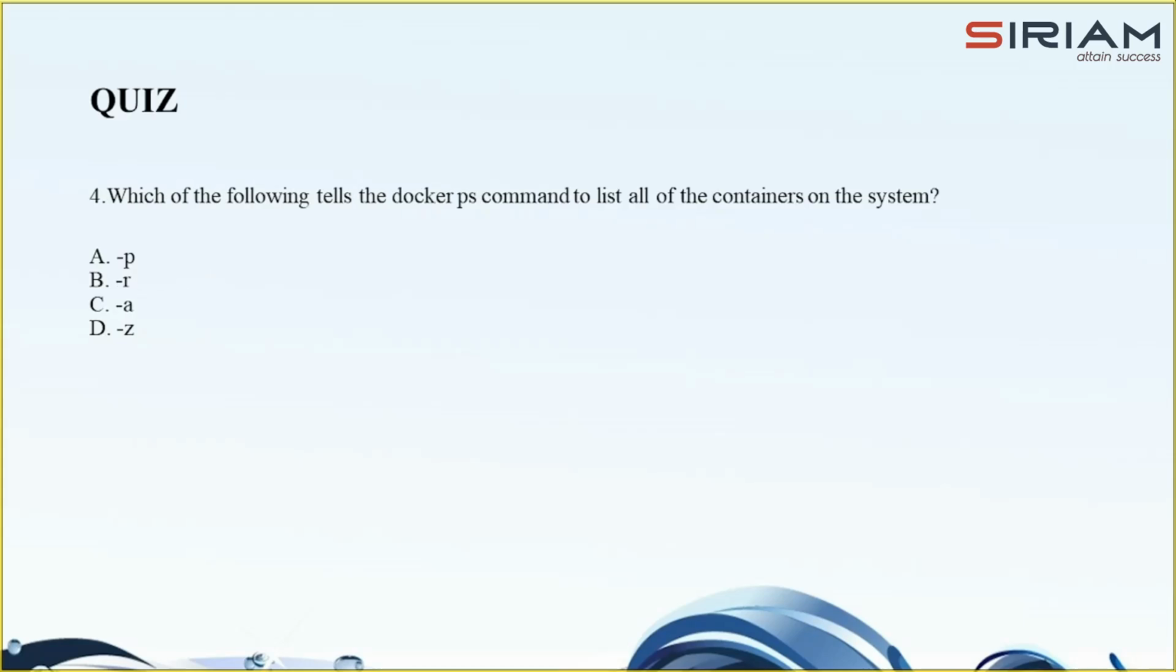Next: which of the following tells the docker ps command to list all the containers on the system? -p, -r, -a or -z. The correct option is -a. Normally the docker ps command will list all the running containers. It will not list the stopped containers. But if we want to list all the containers, whether they are running or stopped, we have to use the -a option along with ps.